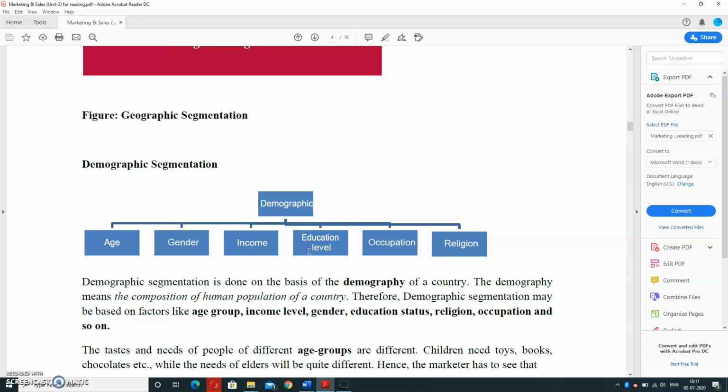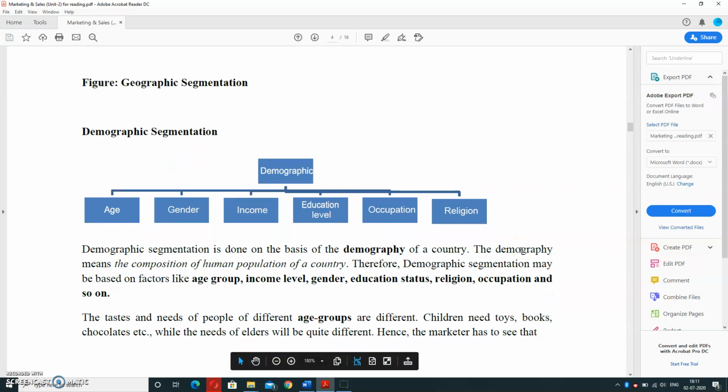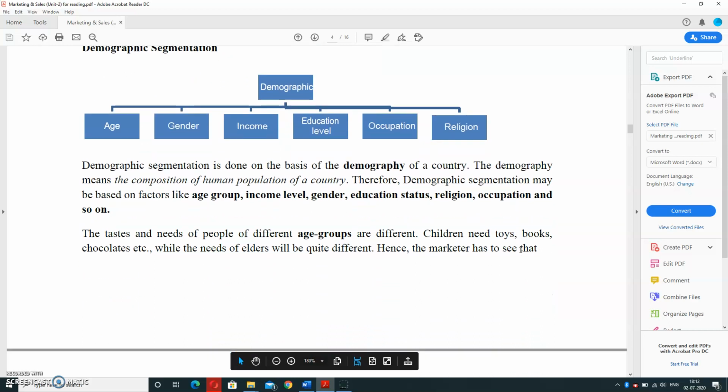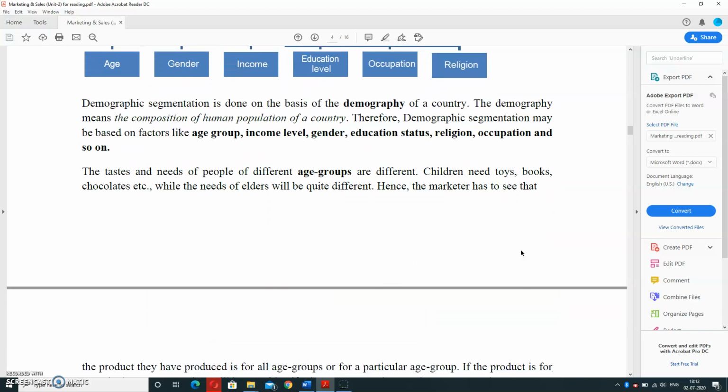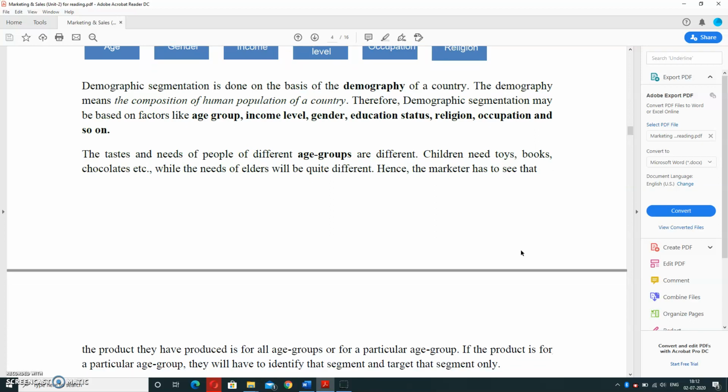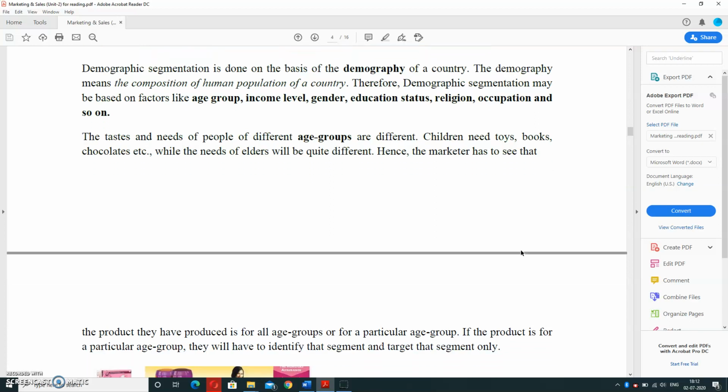So the tastes and needs of people of different age groups are different. Children need things like toys, books and chocolates, while the needs of elders are different. So the marketer has to see whether the product they have produced is an all-age product, for all age groups, or for a particular age group. If the product is for a particular age group, they will have to identify that segment and target only that segment.